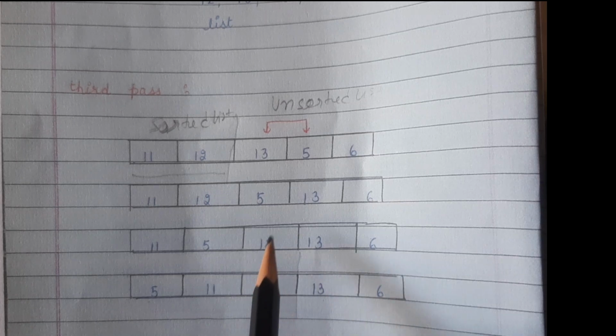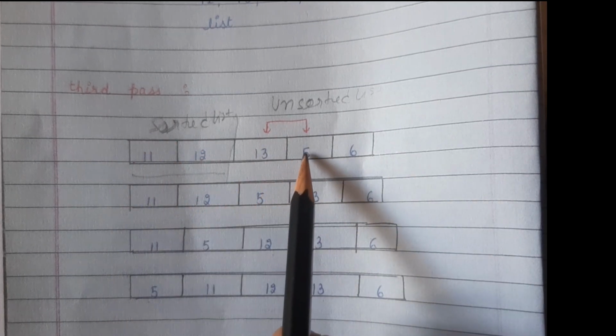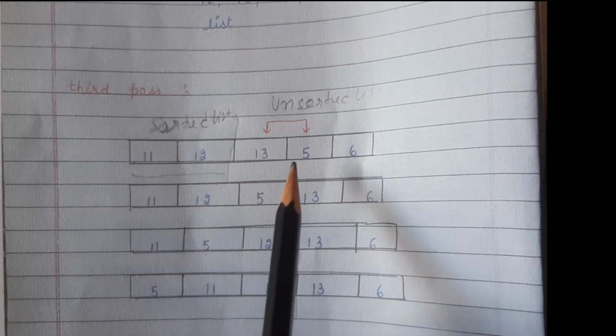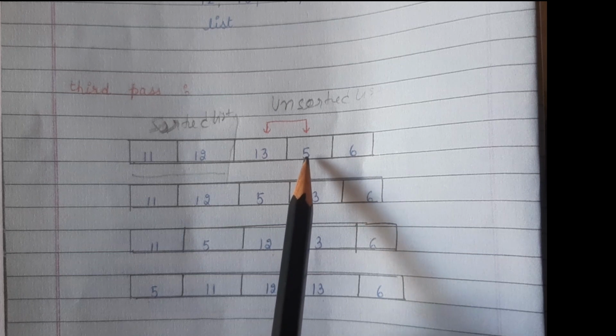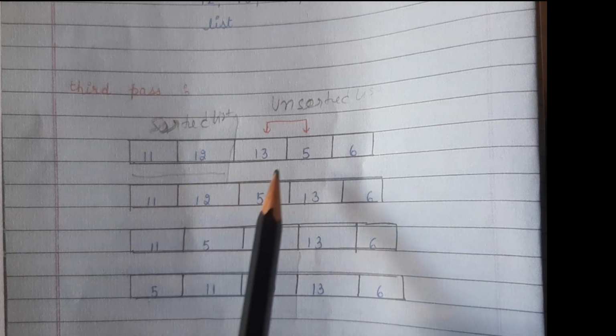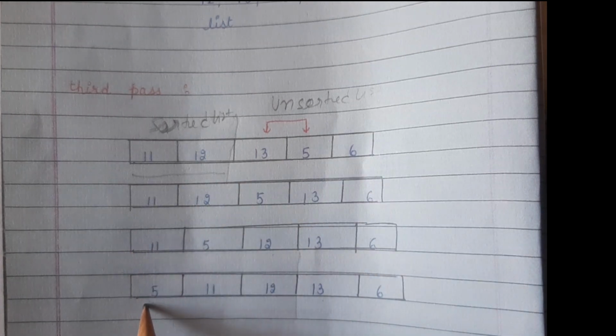Basically, if you analyze this third pass, 5 is compared with all the previous elements. In insertion sort, we compare the key element with all the previous elements, and then according to the comparisons we place 5 at the correct position. After completing the third pass, 5 is placed at the correct position, and now 5, 11 and 12 are in the sorted list and 13 and 6 are in the unsorted list.